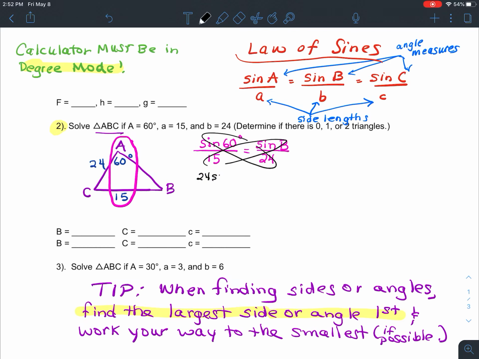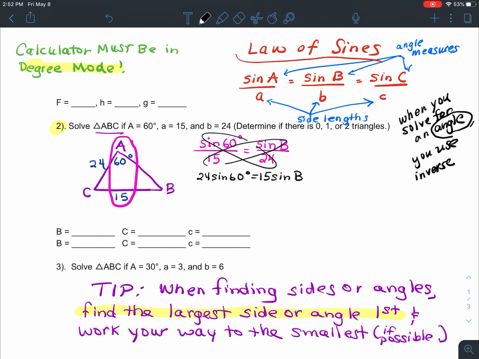Okay, that's going to be 24 times sine of 60. I'm going to set that equal to 15 times sine of angle B. Okay, now here's the thing. We are solving for an angle. Okay, so ultimately, when you solve for an angle, you use the inverse trig buttons.